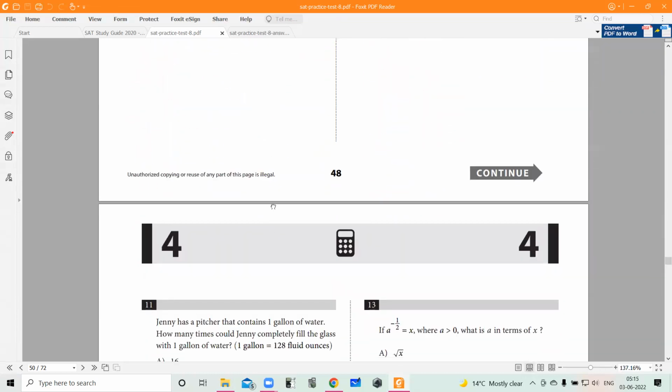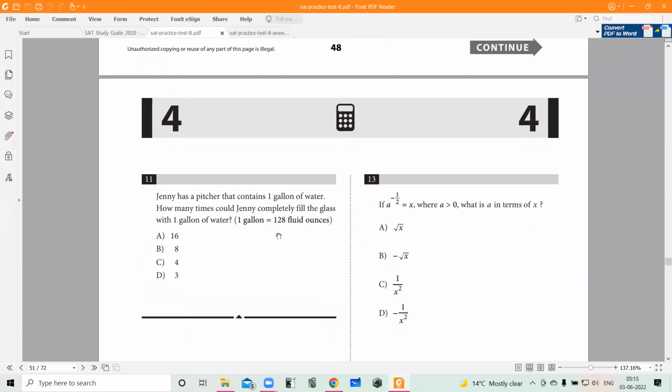And then, so 1 gallon is 128, and this cup is 16. No, it's the other way around. So X is 128. No, X over 1 is equal to 16 over 128. Or 128 over 16.